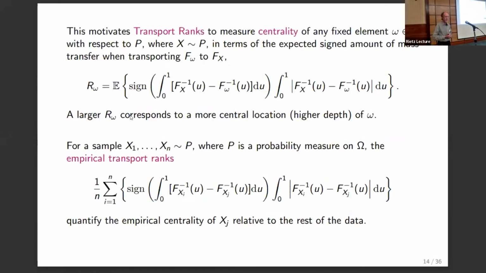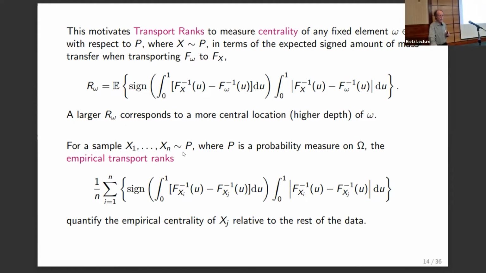So we use this then to define transport lengths to measure the centrality of any fixed element omega with respect to P, which is the distribution of your population of which you take a sample. So the proposed transport rank is just taking the sign and taking the transported mass and then taking the expectation. Small omega here is fixed. That's the point for which you want the transport rank. And capital X is distributed according to your population, that from which you draw a sample. The larger this transport rank is, the more central you are.